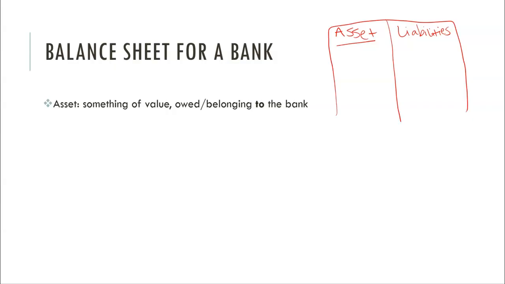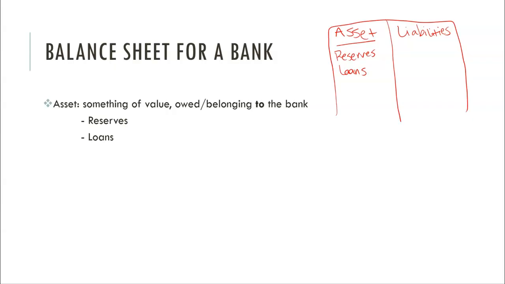So an asset is something of value. It is something that belongs to the bank, something that the bank owns. So things that are assets would be reserves. Any cash or deposits that they keep on hand, that's an asset, something they have of value. Any loans that they make are also considered assets.